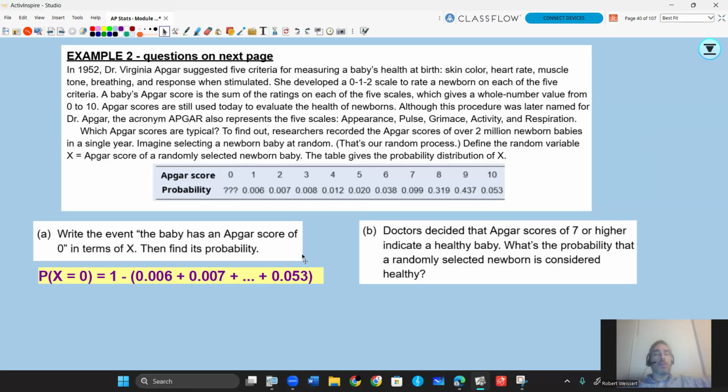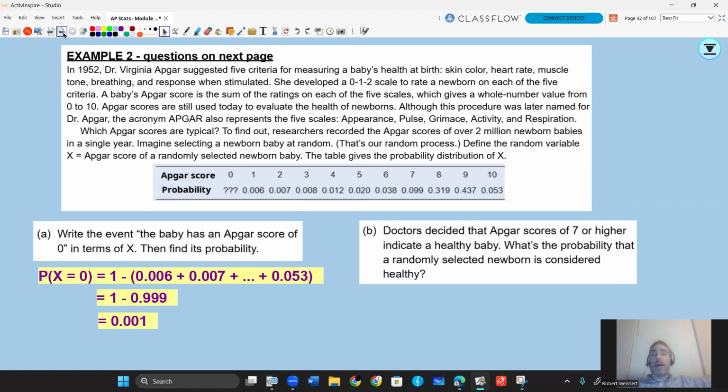So you're adding up all these numbers first, because everything should add to 1 in a probability distribution. When you subtract that from 1, you get 1 minus 0.999. And that's going to give you a very small probability, 0.001, 1/10%.